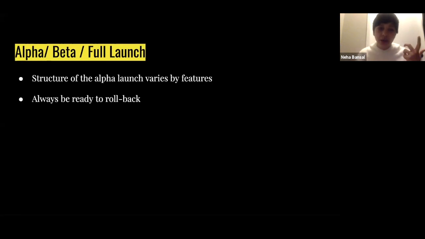So that made me realize that you have to plan for the structure of the alpha launch based on different types of features. So if it's a very high risk feature, you would plan a closed list of users who are probably under NDA with your company, and then you would roll out to them, get feedback from them, and then slowly do a full launch. So that was an interesting learning.